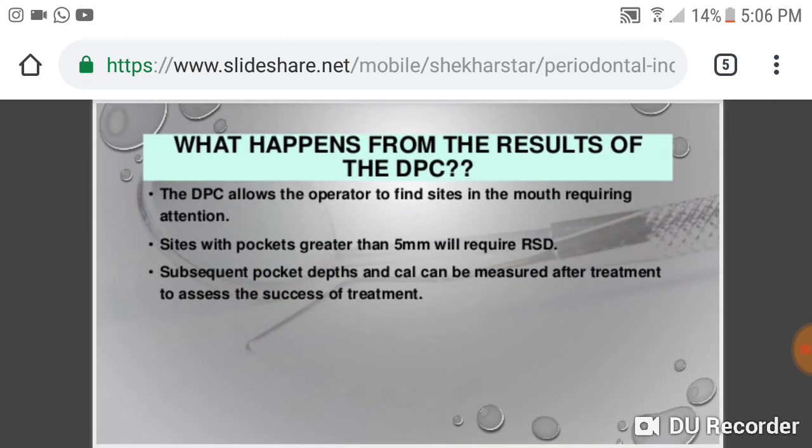What happens from the results of the DPC? The DPC allows the operator to find sites in the mouth requiring attention. Sites with pockets greater than 5 mm will require RSD. Subsequent pocket depth and CAL can be measured after treatment to assess the success of the treatment.